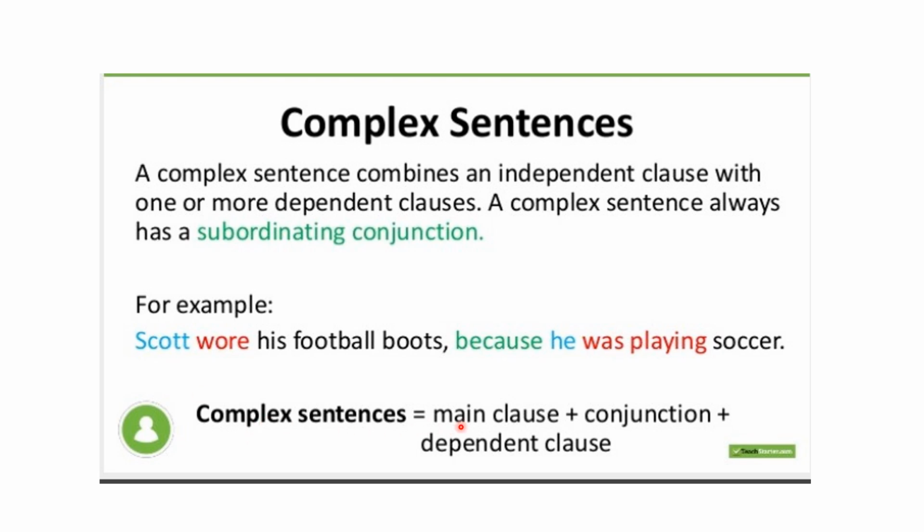A complex sentence has a main clause, Scott wore his football boots. It has a subordinating conjunction, because, and there is a dependent clause. So from the subordinating conjunction because to the remaining part of the sentence is the dependent clause. This is a complex sentence.